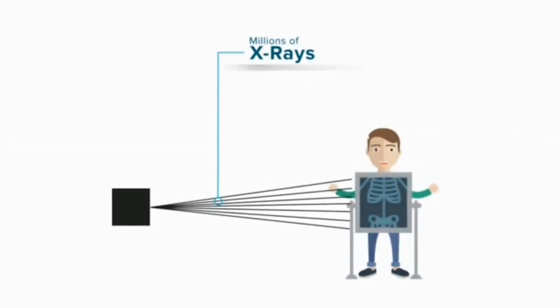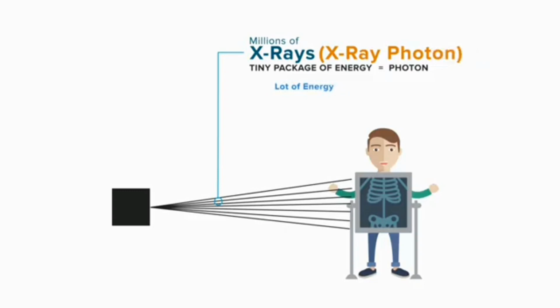An X-ray is simply a tiny package of energy that we call a photon. That's why sometimes we refer to it as an X-ray photon. X-ray photons have a lot of energy, but they have no mass, they have no charge, and they travel at the speed of light. Their velocity never changes.